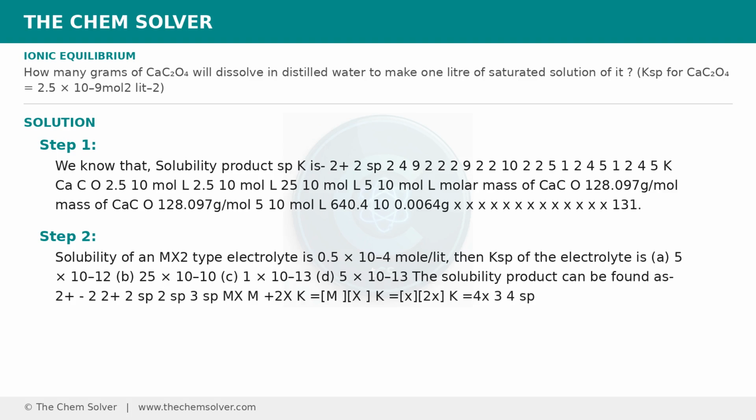We know that the solubility product Ksp is 4s³, so s³ = Ksp/4. The solubility of CaCO3 is 2.5 × 10⁻⁴ moles per liter. The molar mass of CaCO3 is 100 g per mole. Multiplying the solubility by the molar mass gives 2.5 × 10⁻⁴ moles per liter × 100 g per mole = 0.025 g per liter. The answer is 0.0064 g.